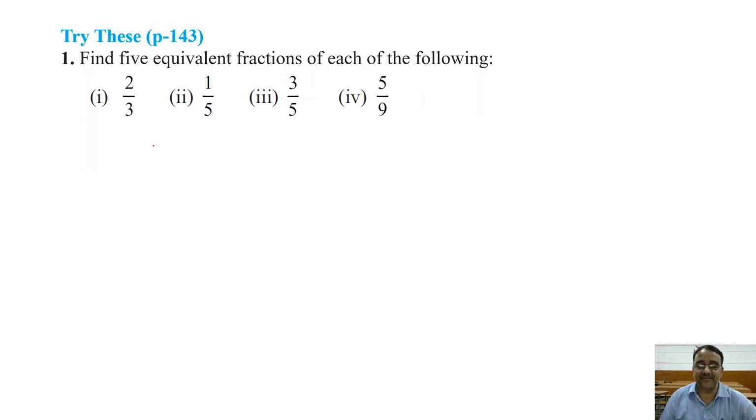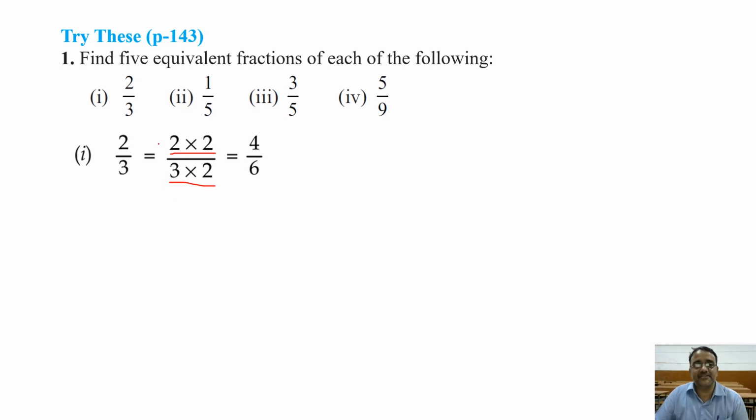Find 5 equivalent fractions of each of the following. ठीक है? तो सबसे पहले 2 by 3. 2 by 3 को हम लोग क्या करेंगे? फर्स्ट 2 से इंटू करेंगे, फिर 3 से इंटू करेंगे, 4 से इंटू करेंगे और 5 से इंटू करेंगे. फर्स्ट 2 से इंटू करो, कितना मिलेगा? 4 by 6.